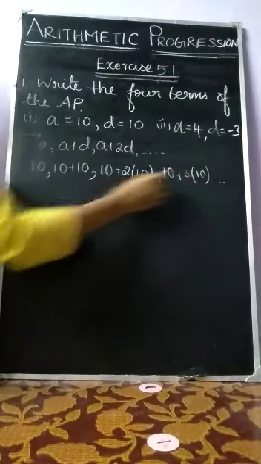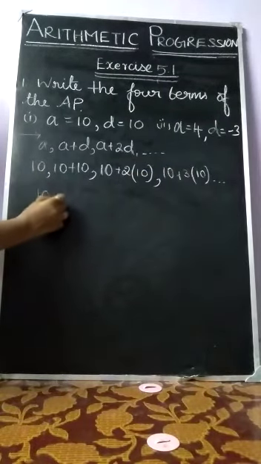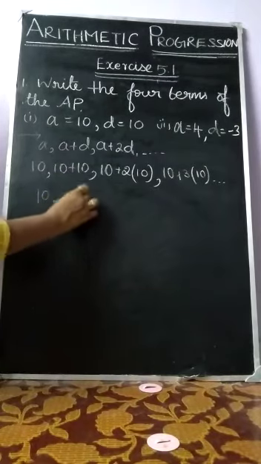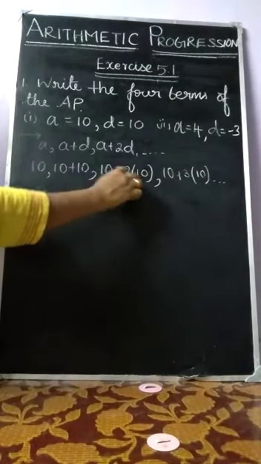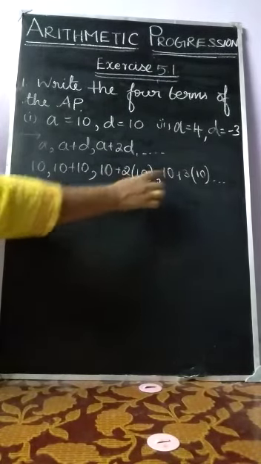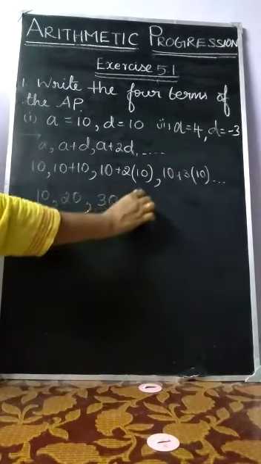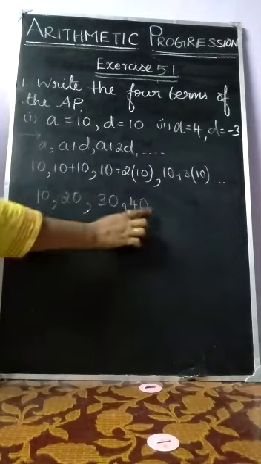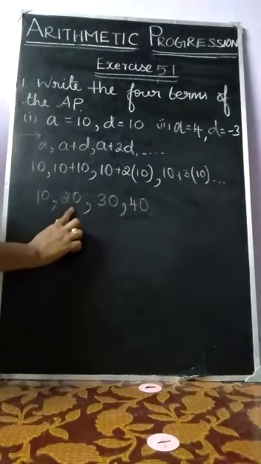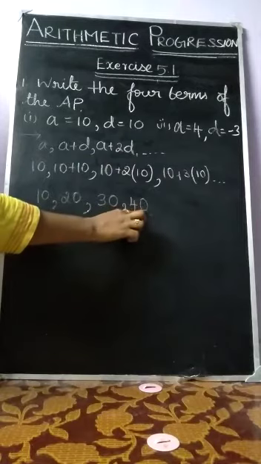Okay, etc. So the first value 10. 10 plus 10, 20. 2 into 10, 20. 20 plus 10, 30. 3 into 10, 30. 30 plus 10, 40. Okay, these are the first four terms of an AP. This is A value, A plus D value, A plus 2D value, A plus 3D value.